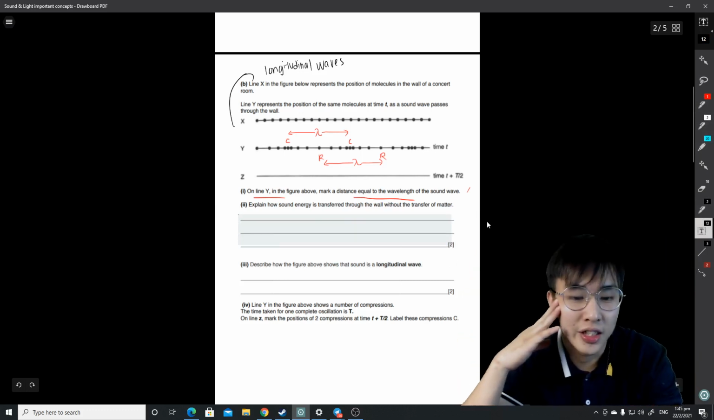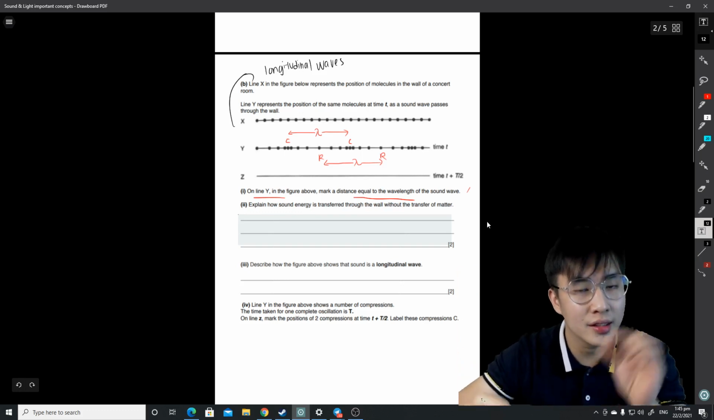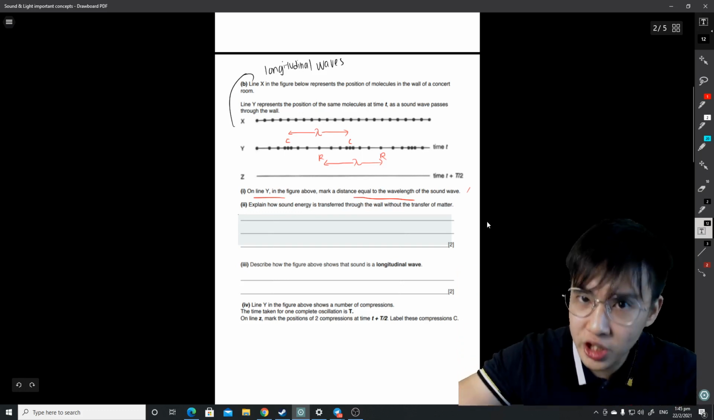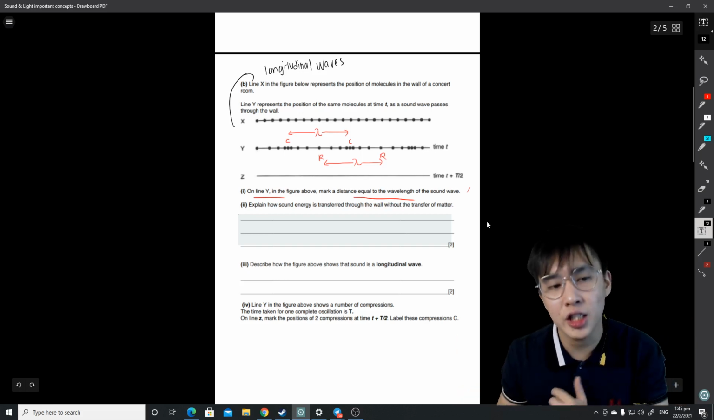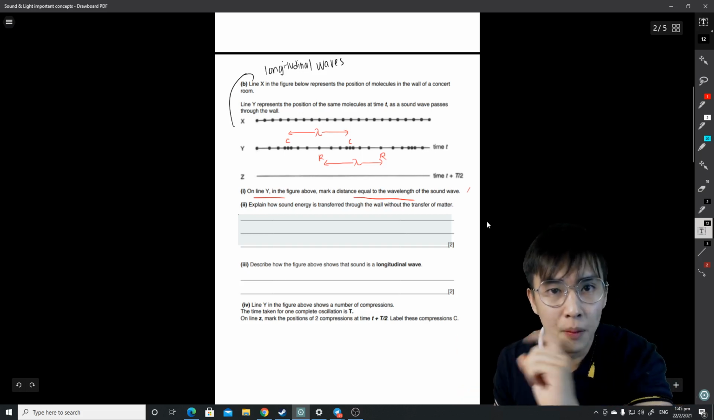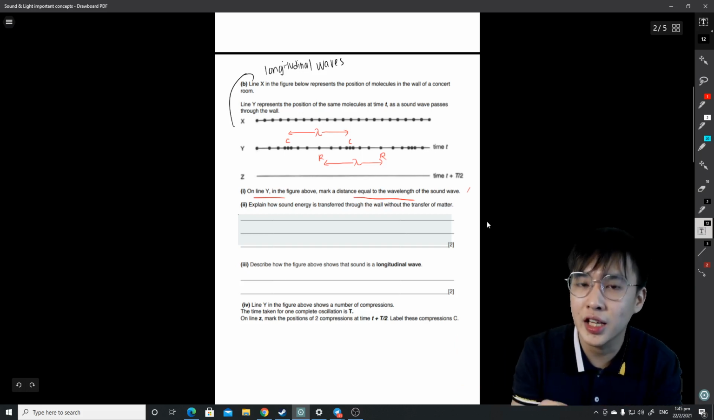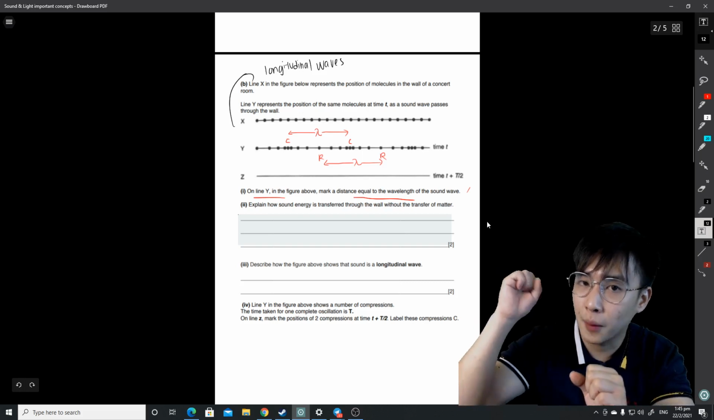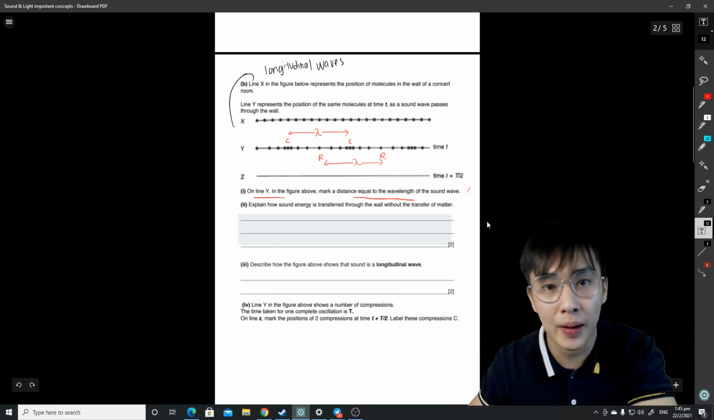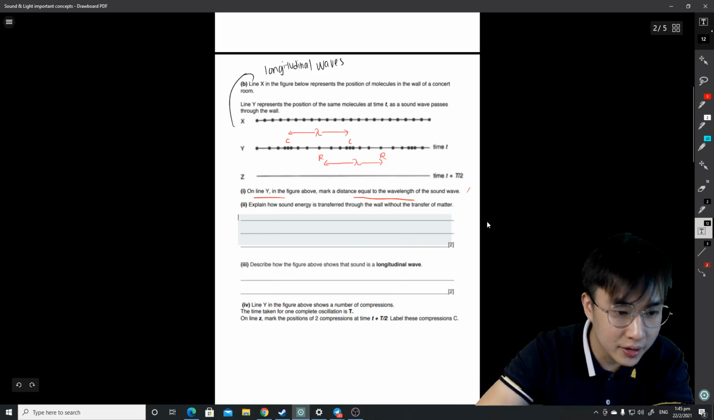Okay, so let's look at this. How does sound energy get transferred without the transfer of matter? Perfect. This is actually talking about a wave motion. So you think about it: how does energy transfer? The energy transfers when the particle hits the next particle, passing on energy. Very crucial concept. The only way that energy is being passed on in a sound wave is when particles collide with neighboring particles, passing on energy.